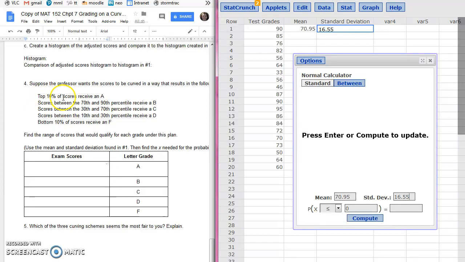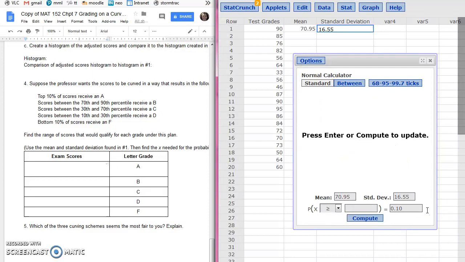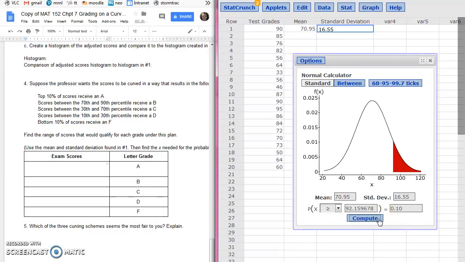We are talking about the top 10%. So if you think about the top, it would not be less than, because that's going to be shaded to the left. It would have to be greater than, because that's shaded to the right. Because we are talking about 10%, that is going to go here. And we're going to put it in as 0.10 and compute. So now it tells us that anyone that scored greater than or equal to 92.159678 should be receiving an A.